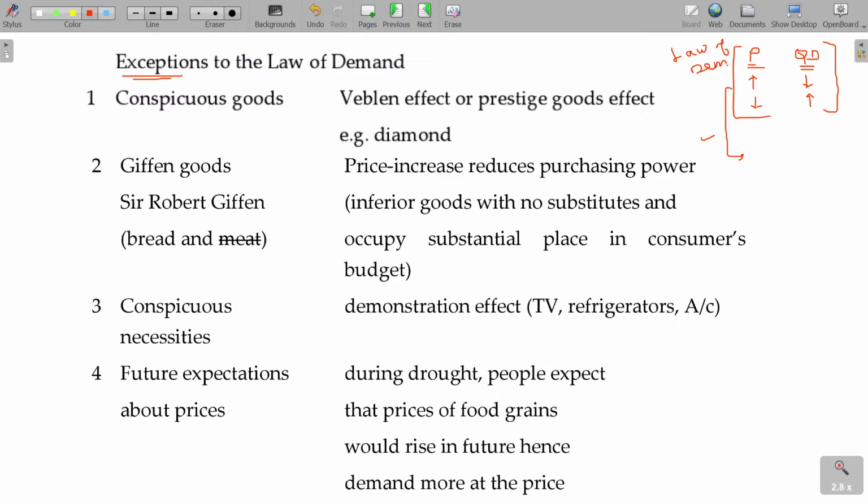And the exception, it should not be this way. That's called an exception. Price and quantity: if price increases, quantity demanded also increases; if price decreases, quantity demanded also decreases. This is called the exception case. In what other scenarios will the law of demand not work, or work this way? We can list that down here.